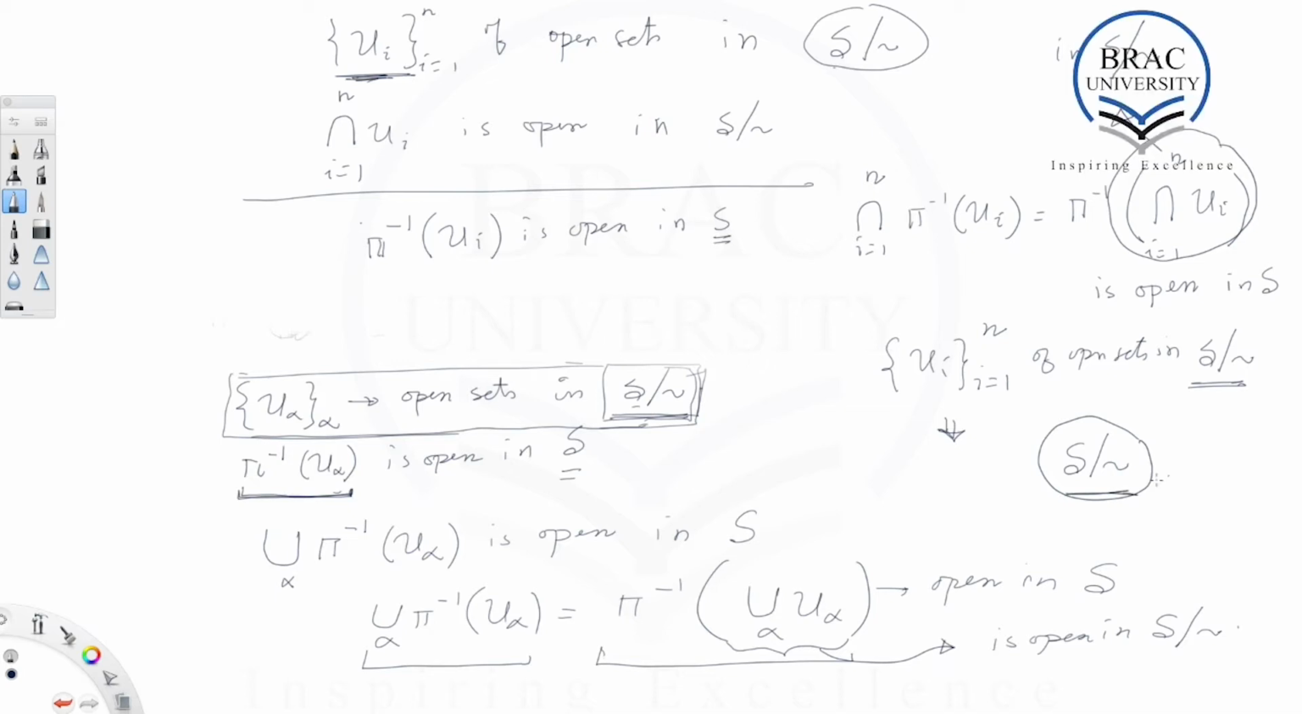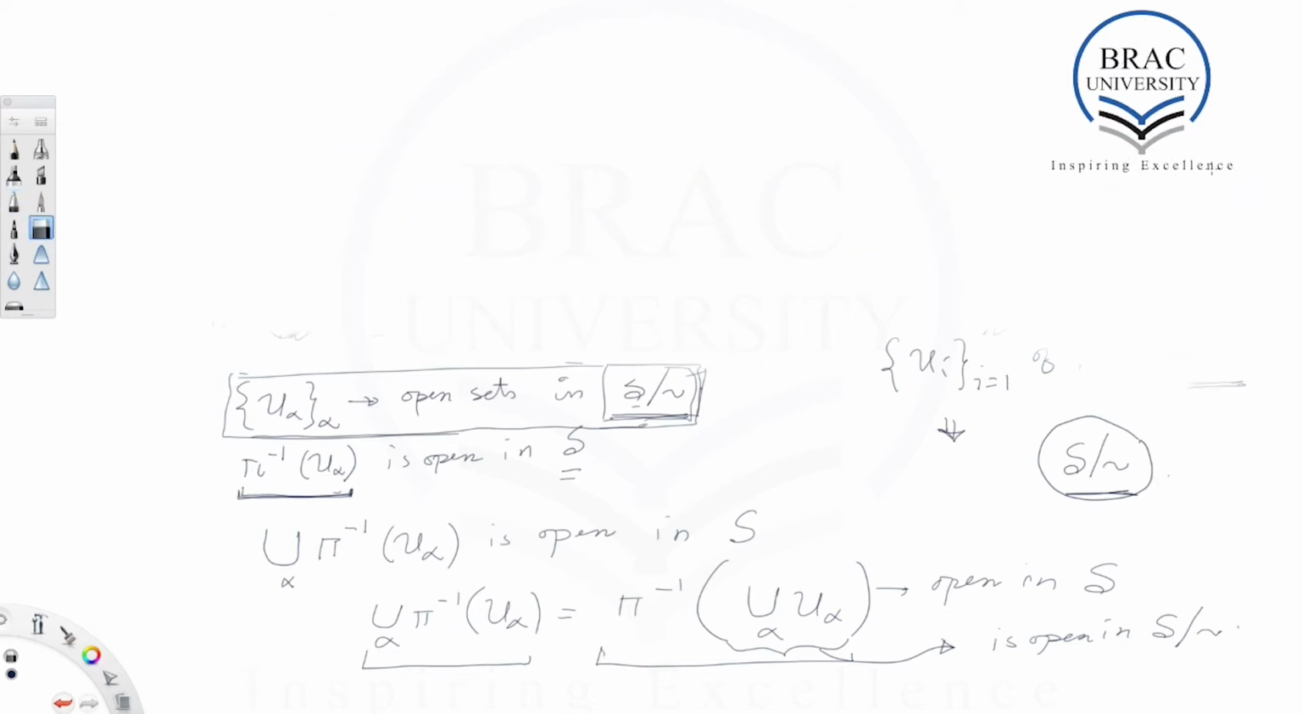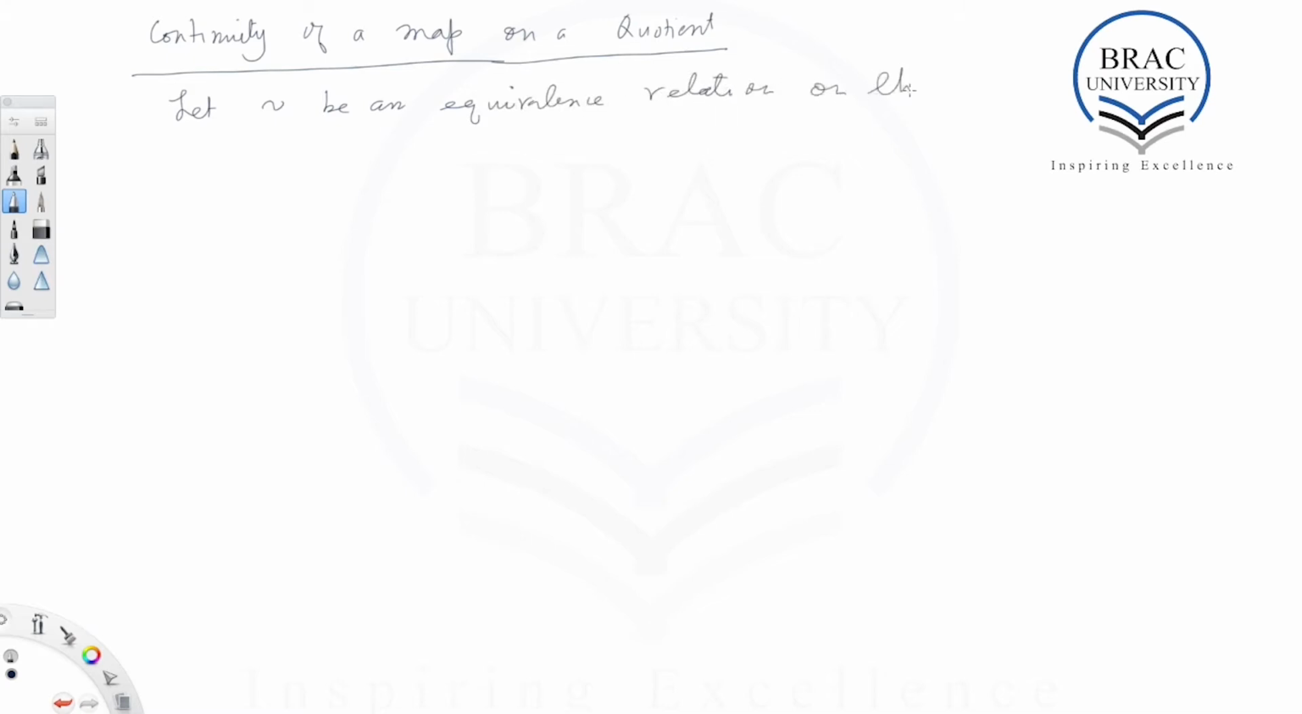So now we are going to discuss continuity of a map on a quotient. So we start with an equivalence relation denoted by twiddle. Let twiddle be an equivalence relation on the topological space S, and give S modded out by twiddle the quotient topology.